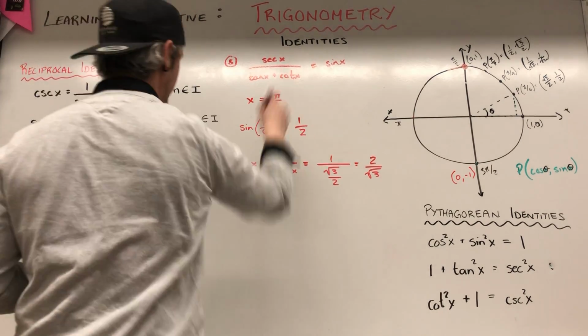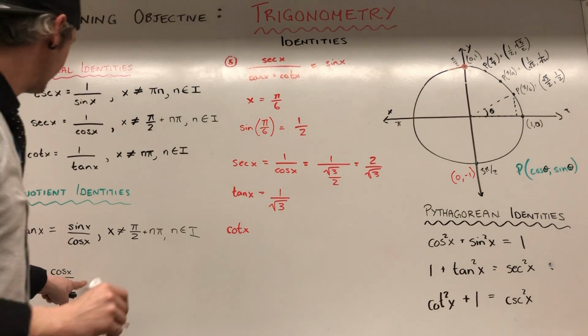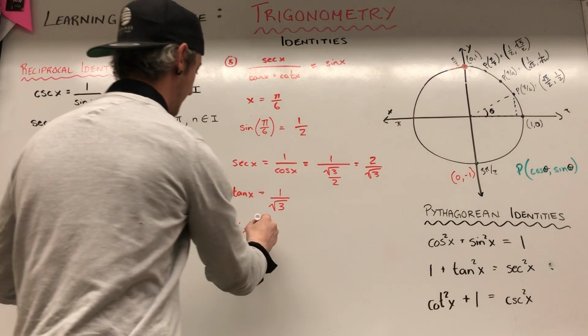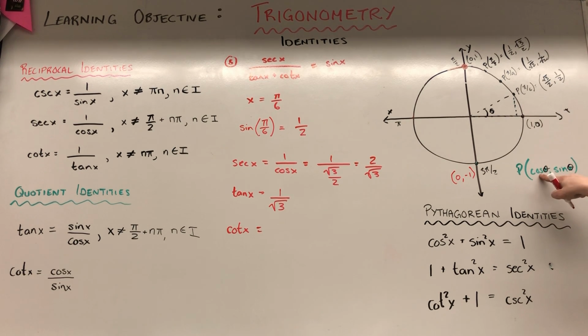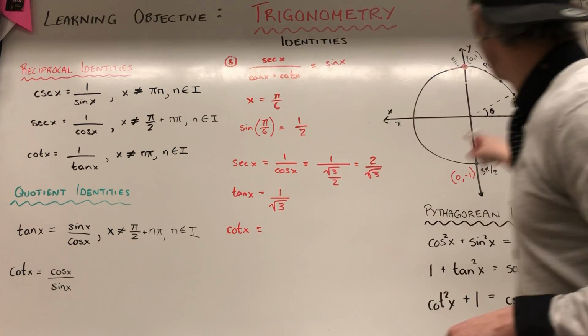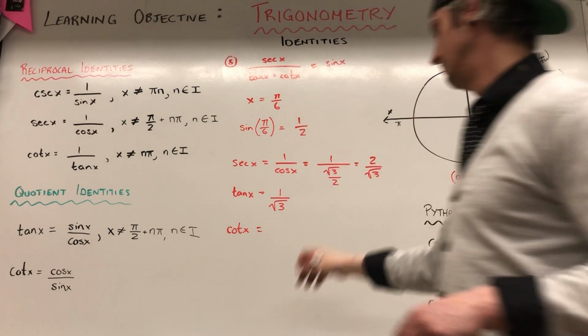And then cotangent of x is cos x over sine x. So it's going to be our x coordinate over our y coordinate. So at pi over 3, remember, every coordinate here is cos of our angle, sine of our angle. So our sine is always our y, cos is always our x. So cotangent is cos x, so it's going to be the x coordinate divided by the y coordinate. Right? And here, let's go back a step.